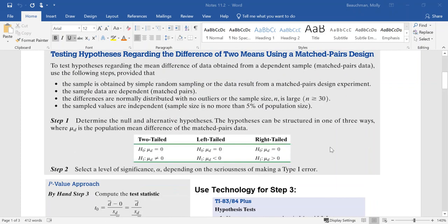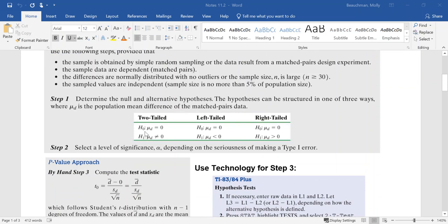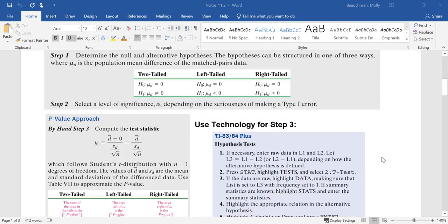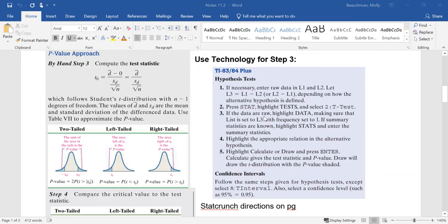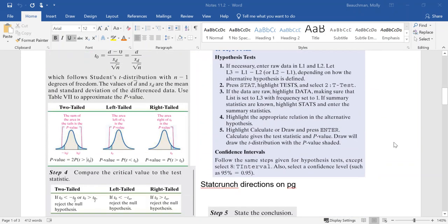So notice in step 1 what the hypotheses look like. The first is the mean of the differences. Notice that subscript D. The mean of the differences is equal to 0 for your null hypothesis. Then for your alternative, you're saying either that the mean of the differences is not equal to 0, less than 0, or greater than 0. For the by-hand approach, I always include the formula, but we're going to use technology, both the TI calculator and also StatCrunch.